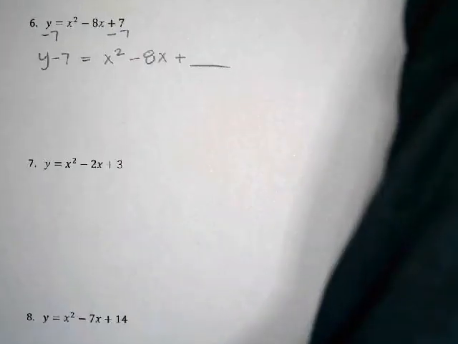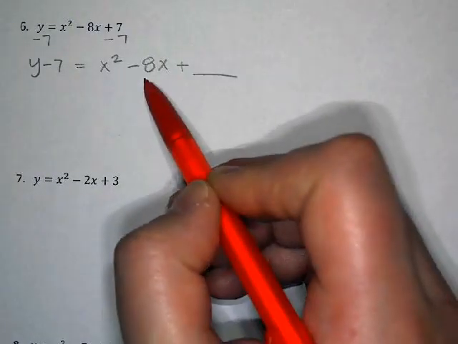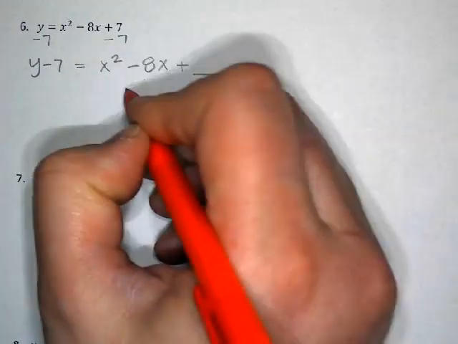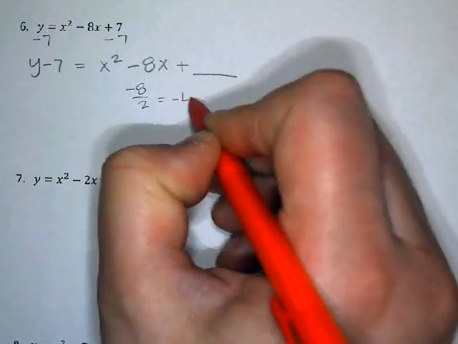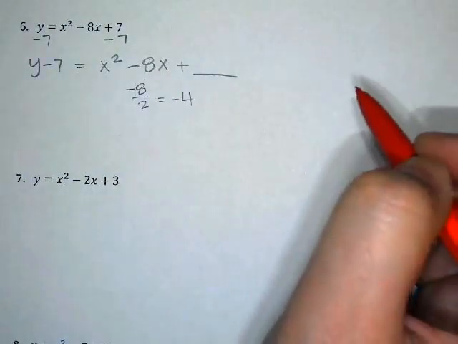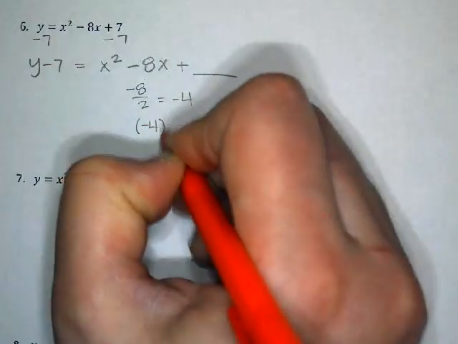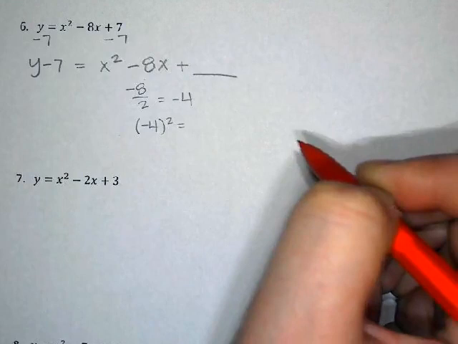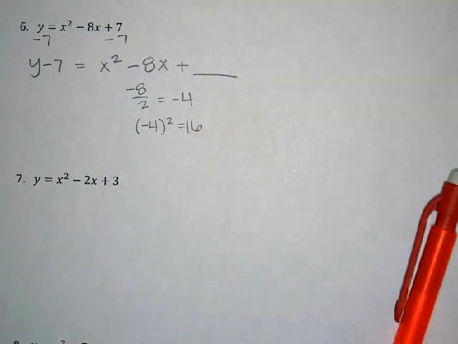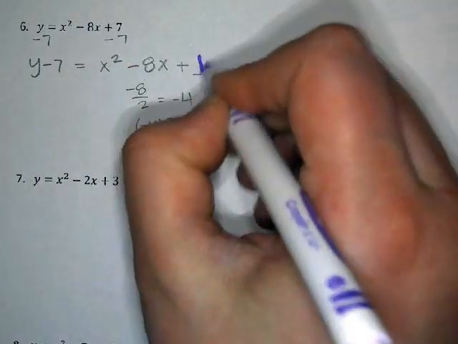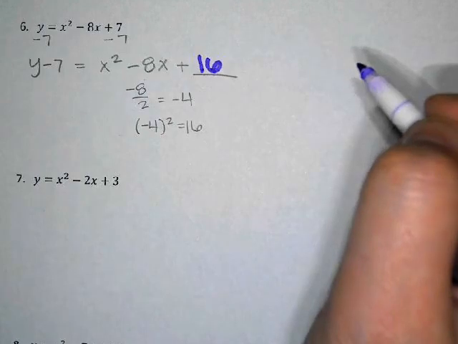And then what do I do with the negative 8? I divide it by 2. Negative 4. Okay. And then what do I do with the negative 4? I times it by itself. Negative 4 squared is 16. So what I'm going to do now is say 16 is that perfect number. It goes in the blank. But I can't just add 16 to the right side. What do I have to do to the left side? I have to add the 16 over there as well.